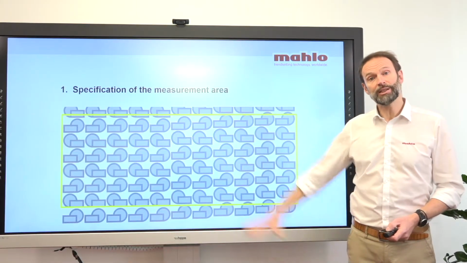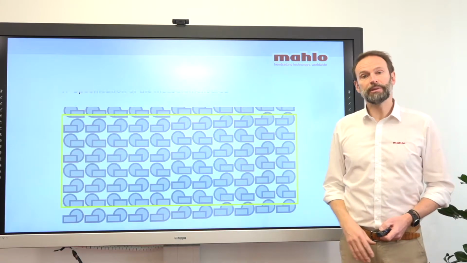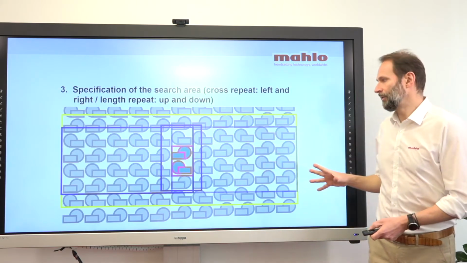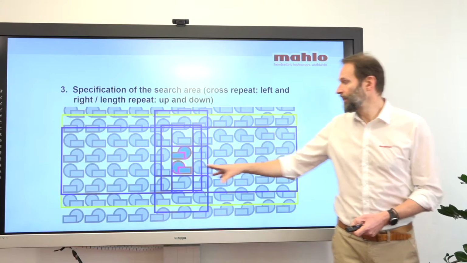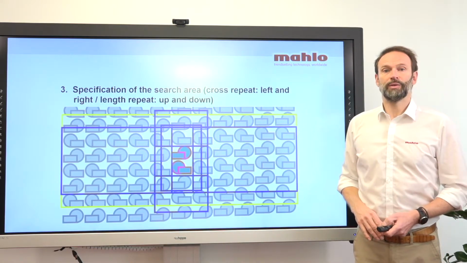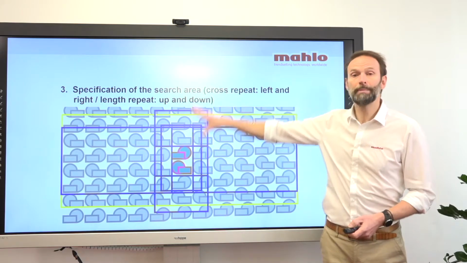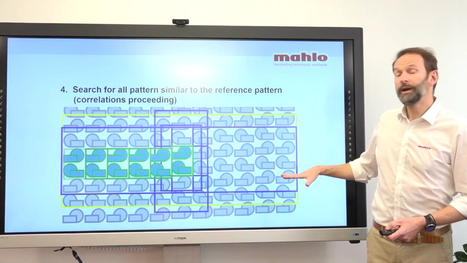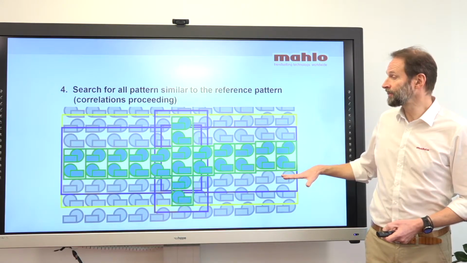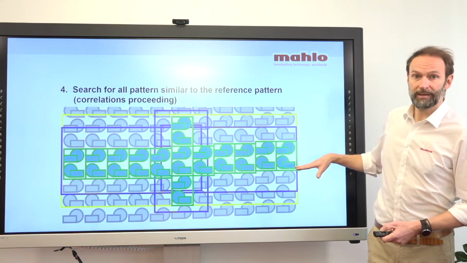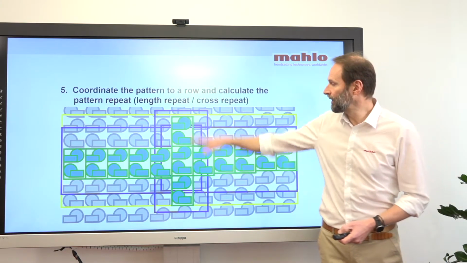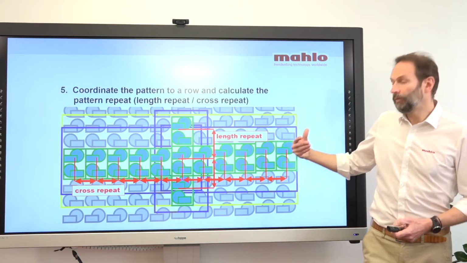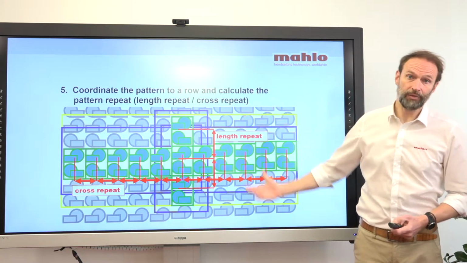So basic situation, exactly the same. We get a measurement area, we are looking for a reference over there, we are looking to the right, we are looking to the left, we are looking whether or not we are having this reference over there, but here we are also looking up and down. And once we have discovered the distortion and the repeat on the side, we are also looking for the repeat of the length. So we have the cross repeat, we have the length repeat.